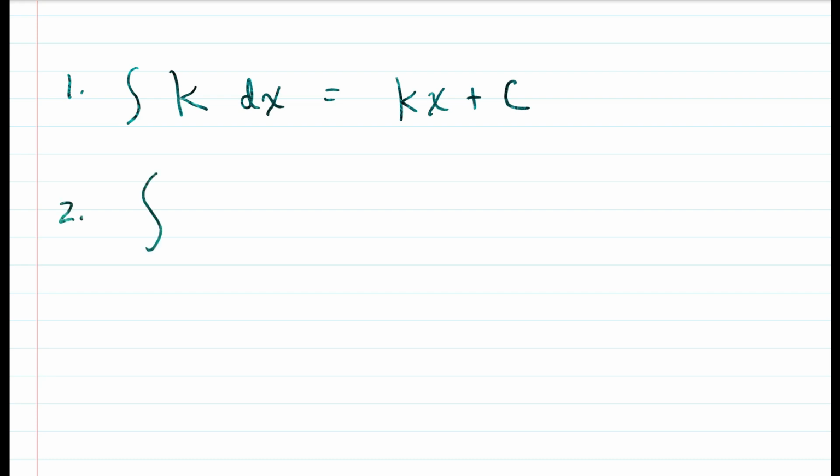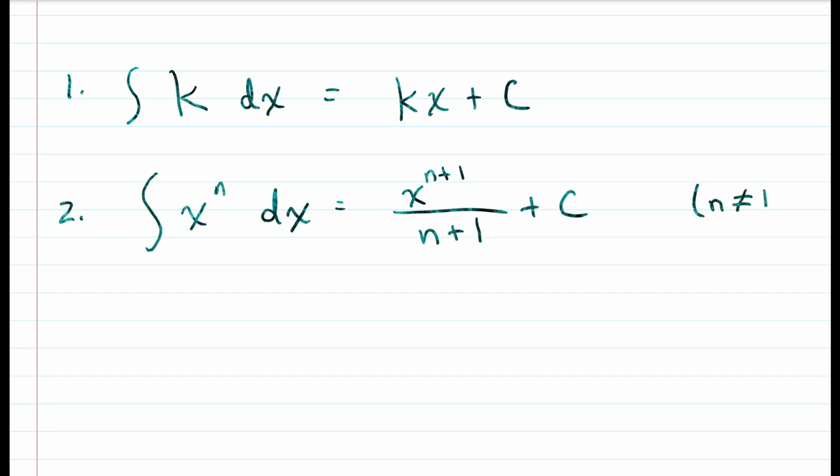And let's do another one. We take the integral of x to the n power with respect to x. Then the formula here is x raised to the n, but you add 1 to it according to this formula, and then you divide it by n plus 1 as well. And then you don't forget that constant of integration. And this is provided, of course, that n does not equal -1.